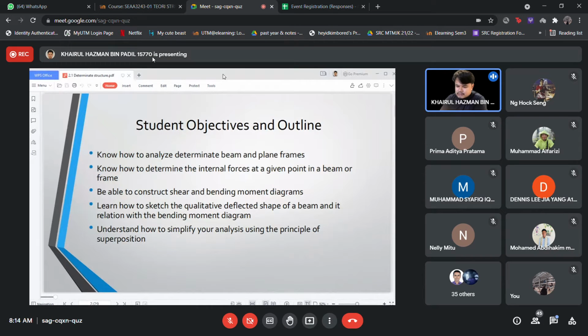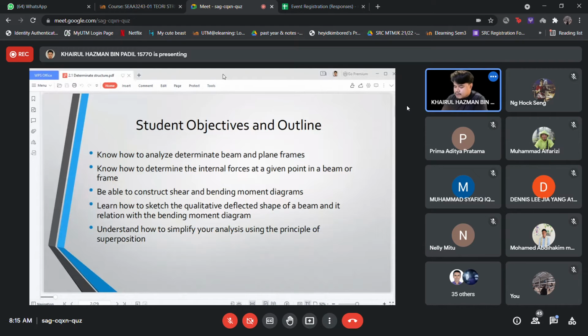This is the repetition or the basic part of your study prior to this theory of structure. Learn how to sketch qualitative deflected shape. I think this is new for your knowledge. It is just a matter of how to translate the deflection in an understandable manner, in relation with the bending moment diagram, and then understand how to simplify your analysis using the principle of superposition. The principle of superposition is the most crucial part for analysis.